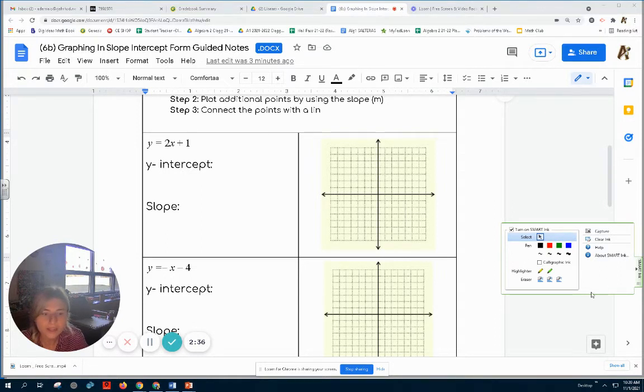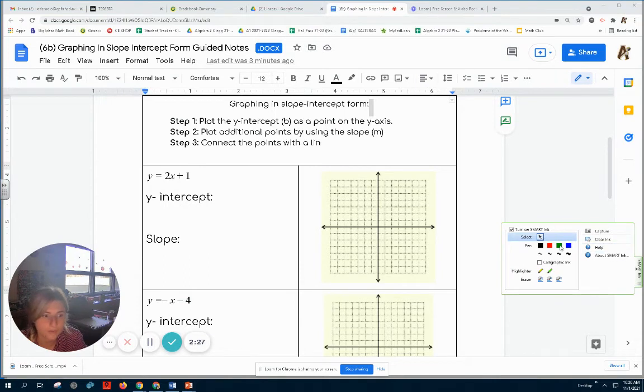So looking at this first one, the first thing we want to do when we're graphing in y equals mx plus b form, and if you notice, I did put the steps up here for you as well, is plot the y-intercept, okay, as a point on the y-axis. So you have to identify what your y-intercept and your slope are. Your y-intercept is that b.